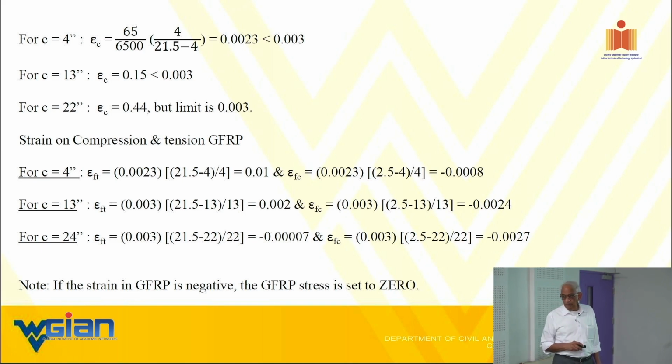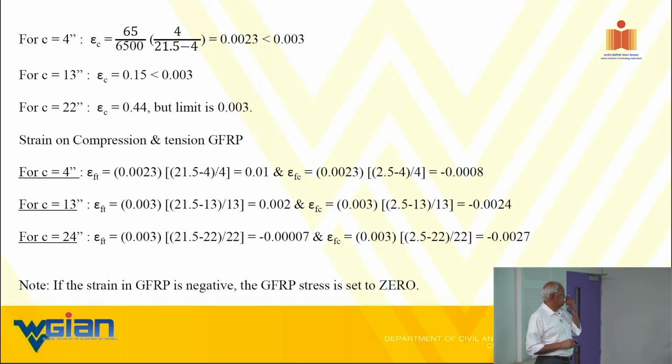Not that, sir. In the first, at C is equal to 4 inches. We have taken the first term as 0.0023. But in the second and the third, it's 0.003. No.